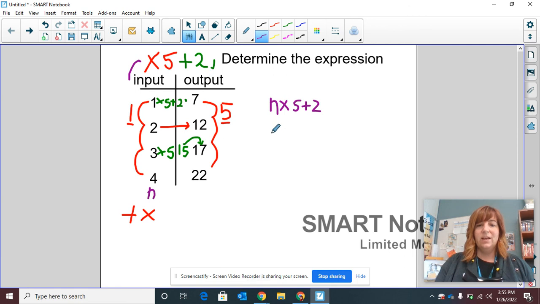And this is the expression that will help me get anything I put in input to know what to put to output. I did tell the class another way of showing multiplication, and only multiplication, no other things: you can put the number and the letter side by side. That also indicates 5 times n or n times 5, and then plus 2. This only works for multiplication, nothing else.